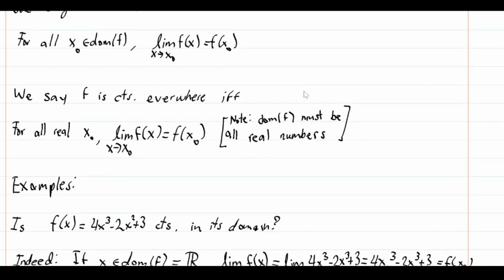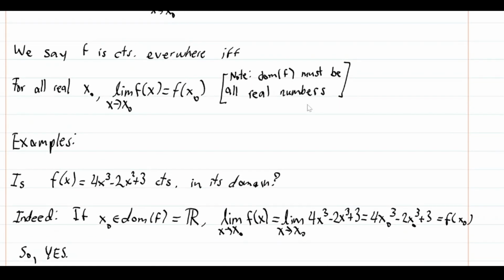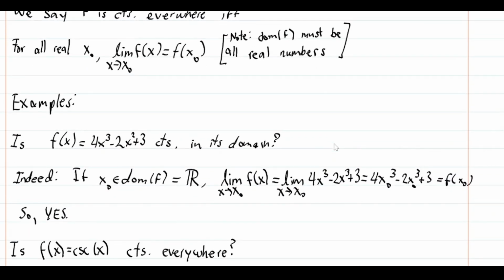So here's an example. Is f of x, which is this polynomial, continuous in its domain? Indeed, if x naught belongs to the domain of f, and the domain of f is all real numbers, since it's a polynomial, then the limit as x approaches x naught of f of x is equal to evaluating it at x naught, which is just equal to f of x naught. So yes, it is continuous within its domain, since we proved that without assumption of x naught, as long as it's in its domain, the limit is going to be equal to plugging it in. And in fact, since its domain is all real numbers, we can also say that it's continuous everywhere.